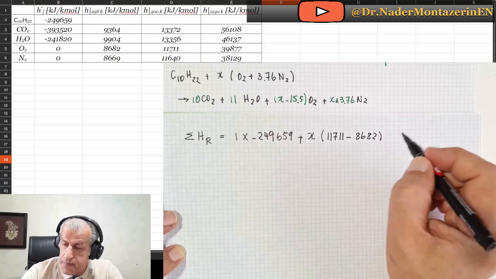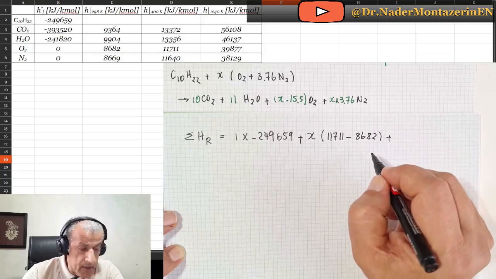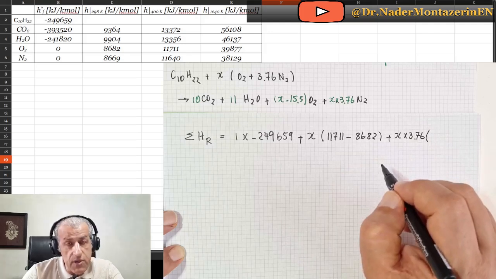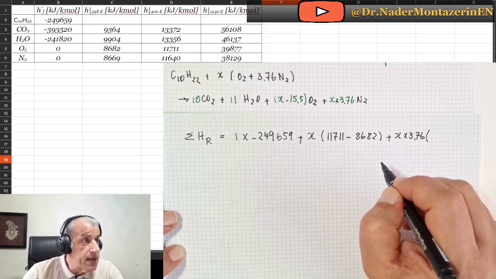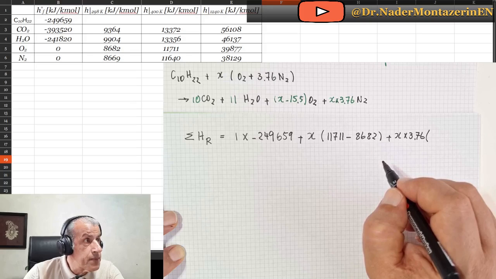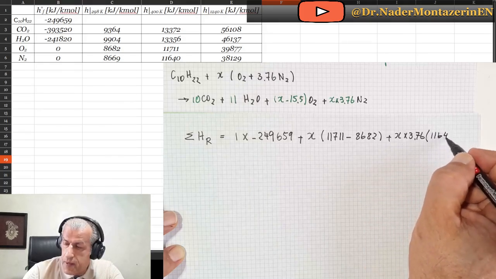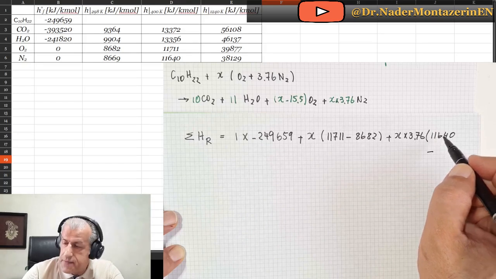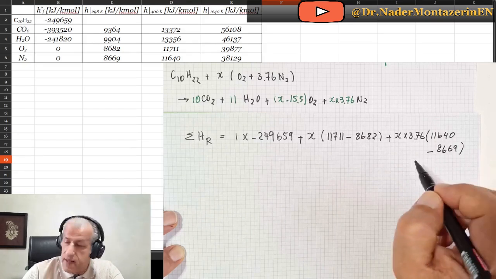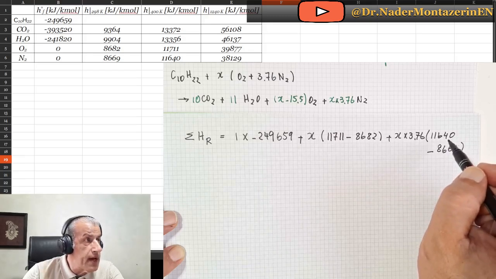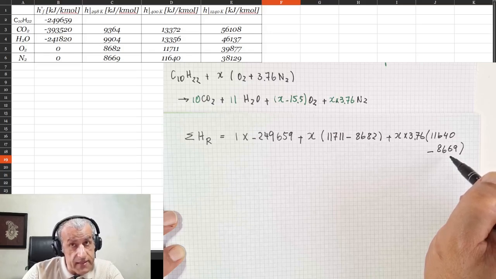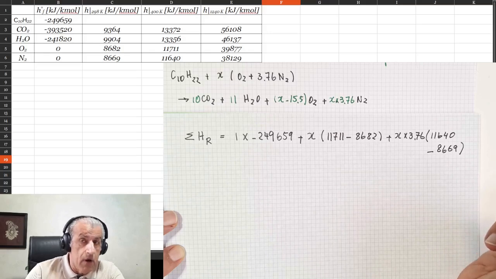and plus we come to N2, and the number of moles for N2 is X times 3.76 times the enthalpy of formation, which is of course 0, and as for the enthalpy due to its temperature, it is 11,640 minus 8669. 11,640 is the enthalpy of N2 at 400 K, and 8669 is its enthalpy at 298, which is the base set for all enthalpies.